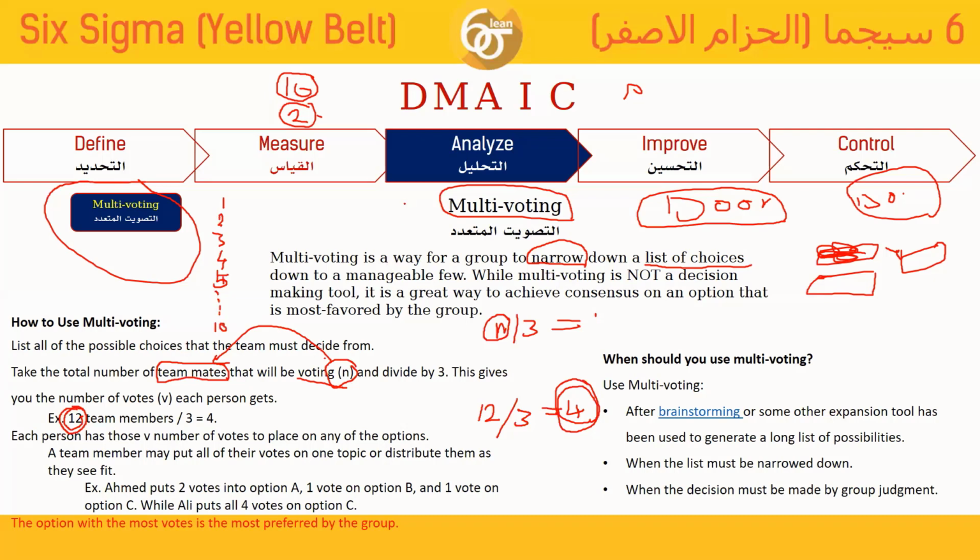Okay, we have Bali, Majid, for example, Ahmed and Said. Each one of these guys has 4 choices or 4 voting cards. Voting cards regarding what? Regarding these 10 problems. So he will say, I think X number 1 is the main root cause for this problem.